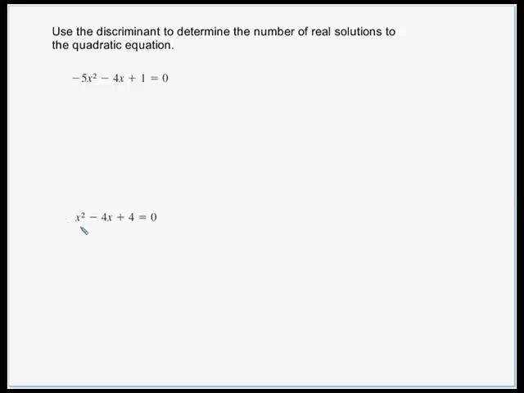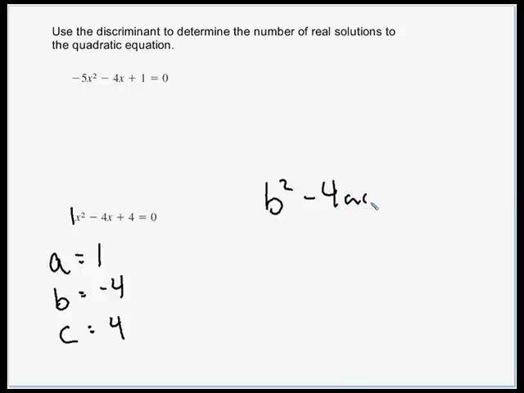And let's see this one down here. There's no number in front of x squared, but we know there's an implied 1. So our a value is 1, our b is negative 4, and our c is positive 4. The discriminant is b squared minus 4ac. Our b value is negative 4, and we're squaring it, minus 4 times a times c.